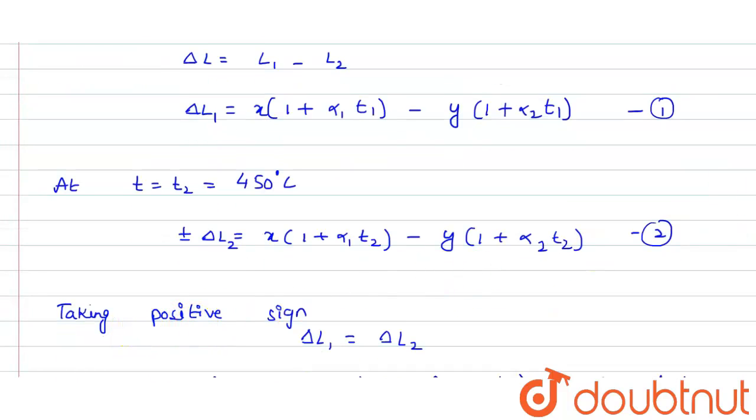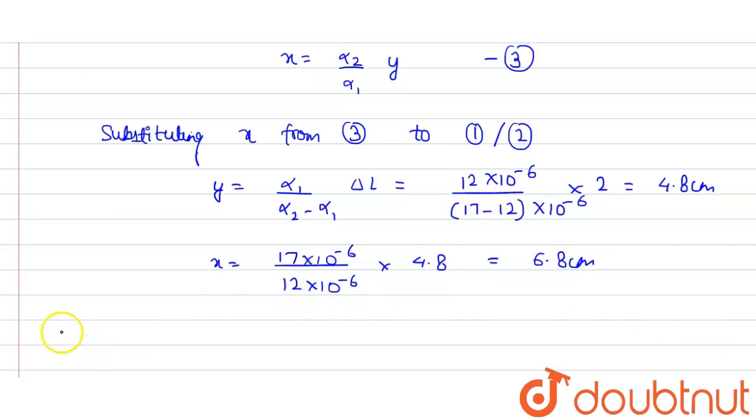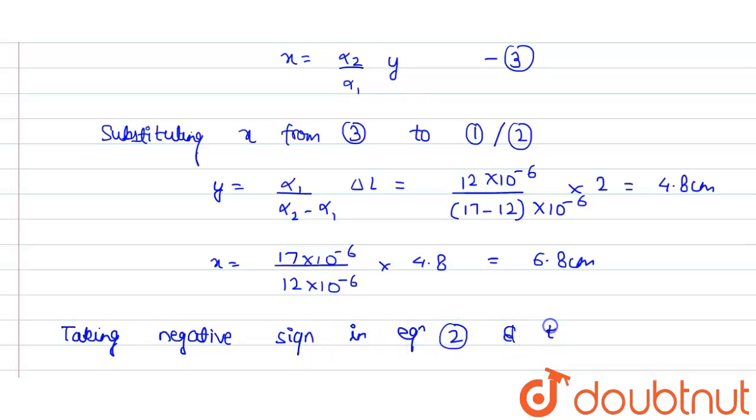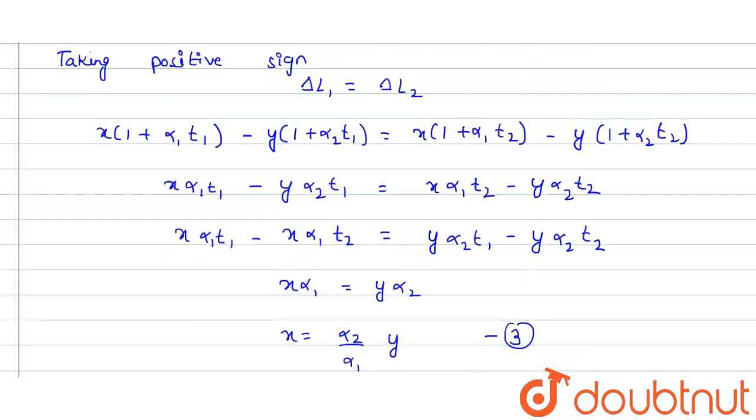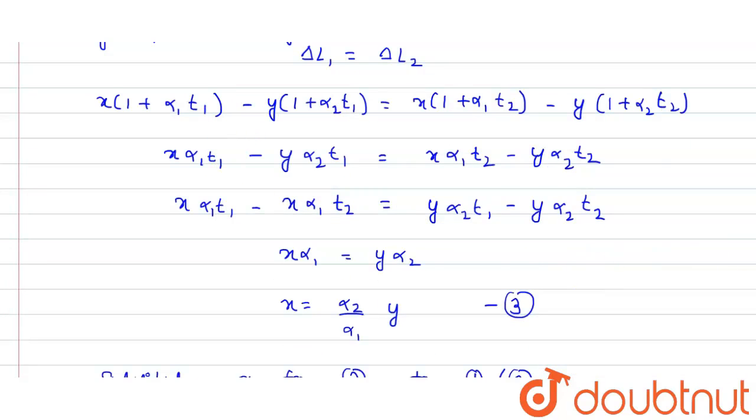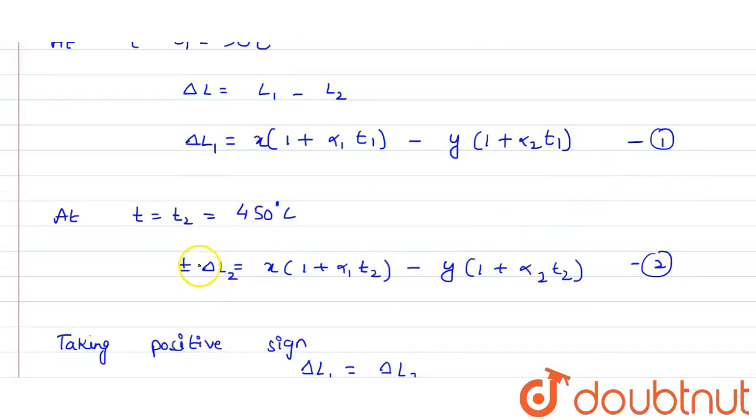This we have taken when we took the positive sign. Similarly, if we take the negative sign in equation 2, and then simultaneously solve 1 and 2, we will get the value of y. We just need to equate these. Similarly, we have shown one result like this. We can just substitute these two, but here we are taking the negative sign, so delta L1 and delta L2 values would be the same.